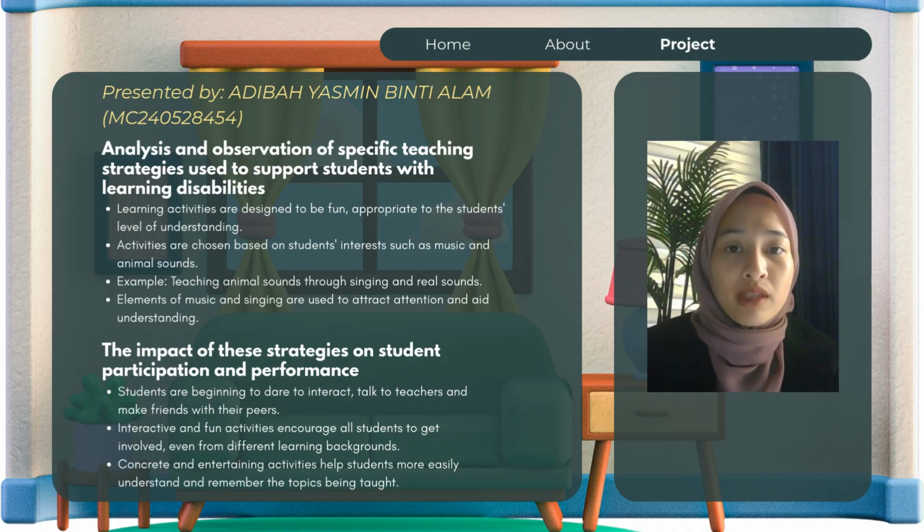The element of music and singing is not just for entertainment, but functions as an effective learning tool. It helps capture the students' attention and makes learning easier to accept and remember. As a result of this approach, students begin to show positive change. They become more confident to interact, speak with their teachers, and build relationships with their peers. This is an important development because social skills are key to success in learning and daily life.